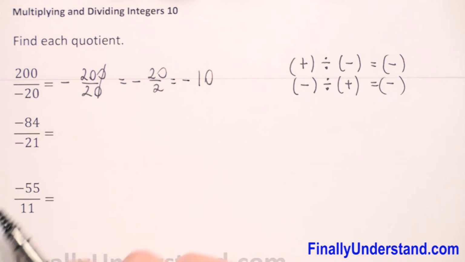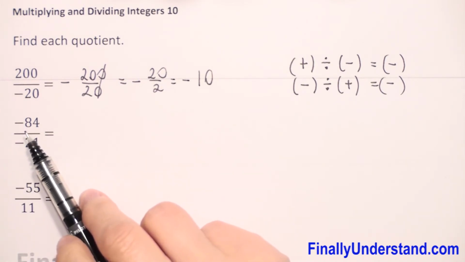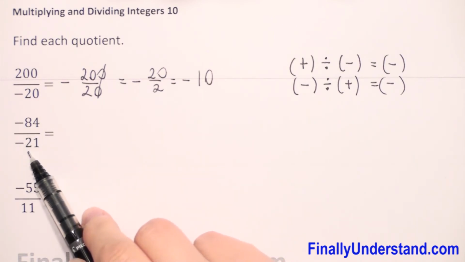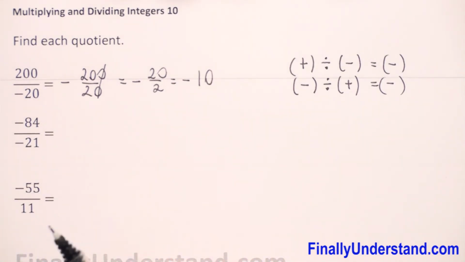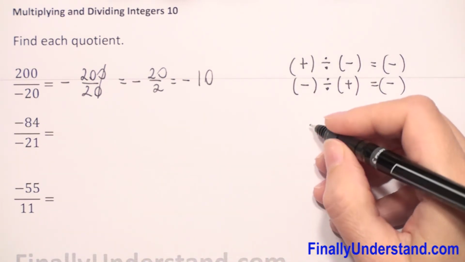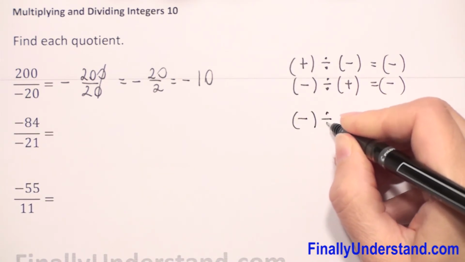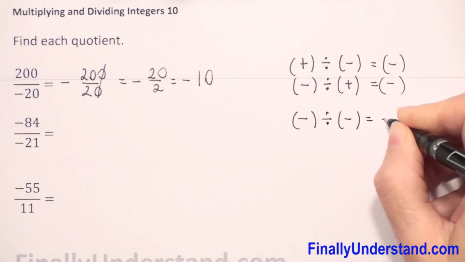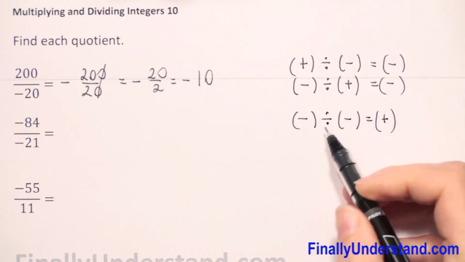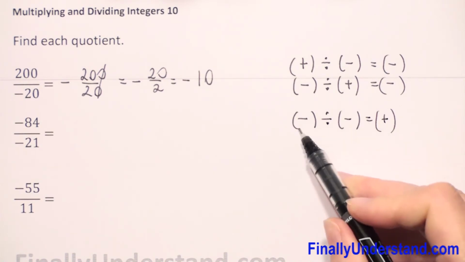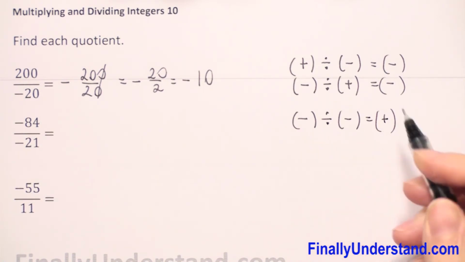Next example, now we have division of two negative integers, negative 84 and negative 21. The rule is the same as for multiplication of two negative numbers. So we will get a positive number. A negative number divided by a negative number gives me positive. The same as for multiplication, like I said. Negative times negative gives me positive. Negative divided by negative gives me positive.